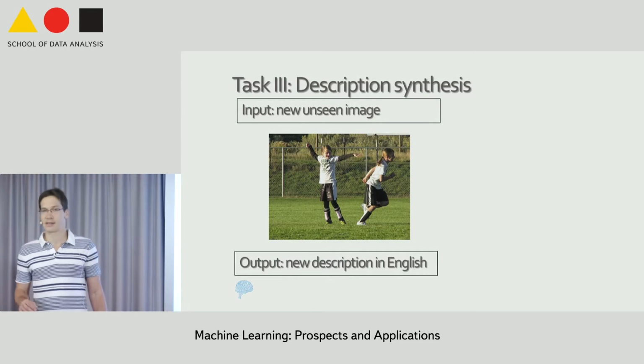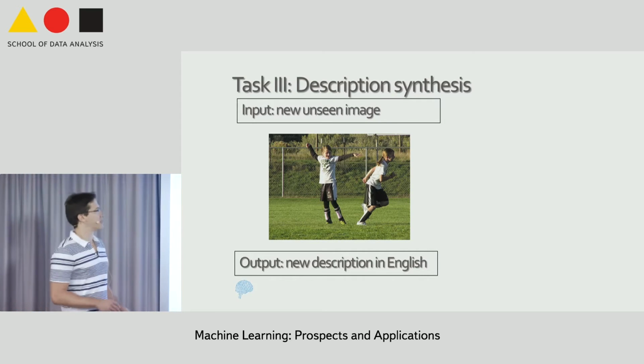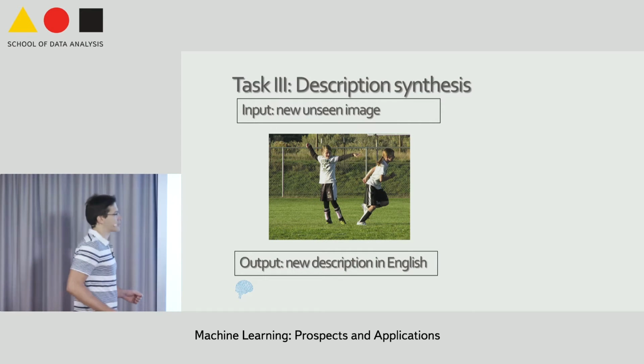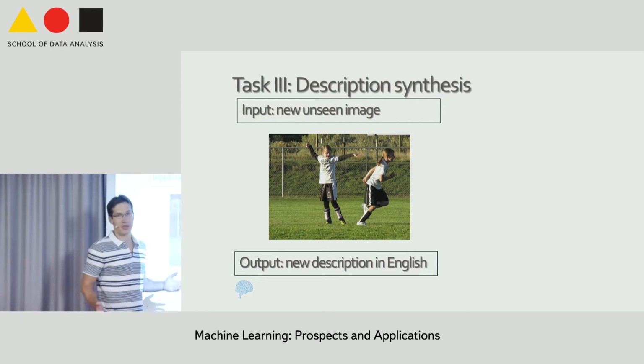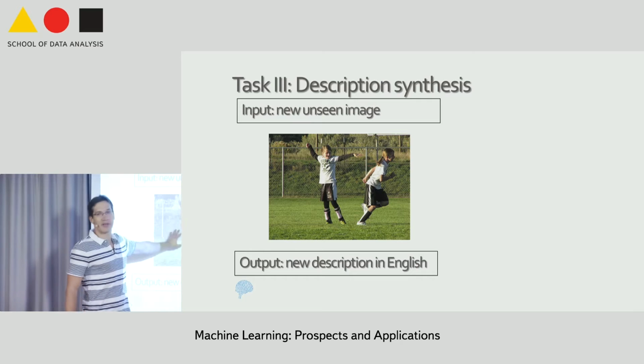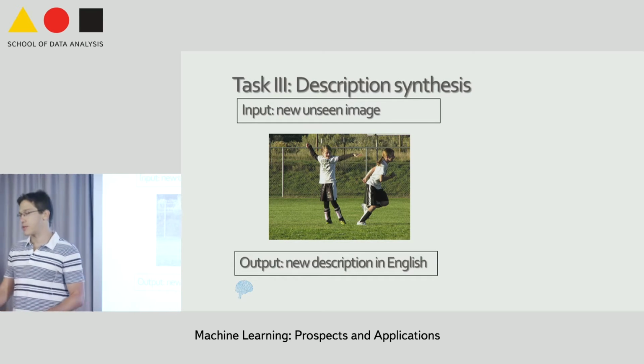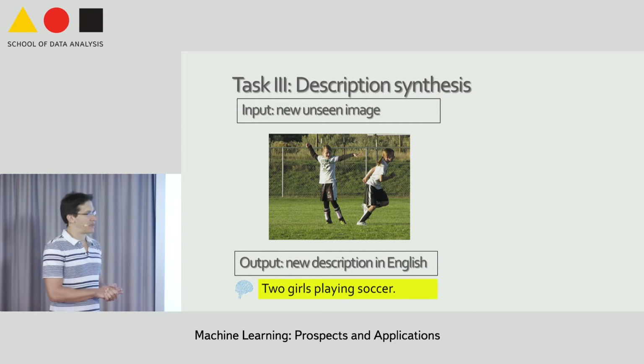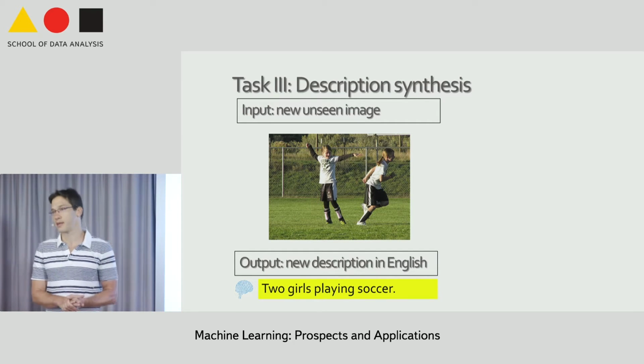The third task that I'm going to describe, this is maybe the holy grail of computer vision, is the task of captioning. Given an image, we never saw this image before, the system needs to output a new sentence in English. 2 girls playing soccer. And I'm pretty amazed that through the power of deep learning, we are already able to tackle such tasks.